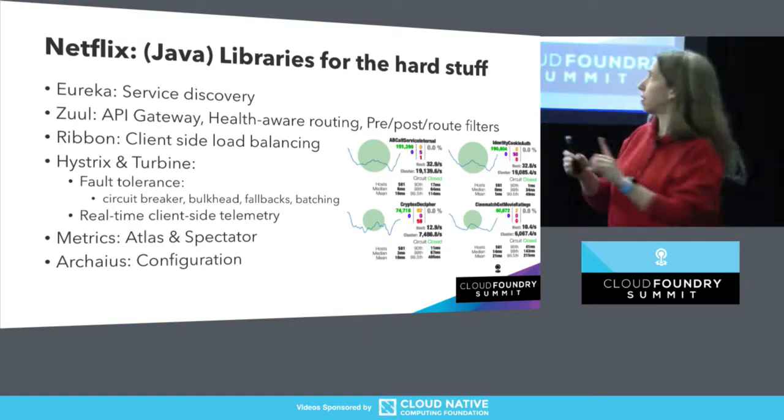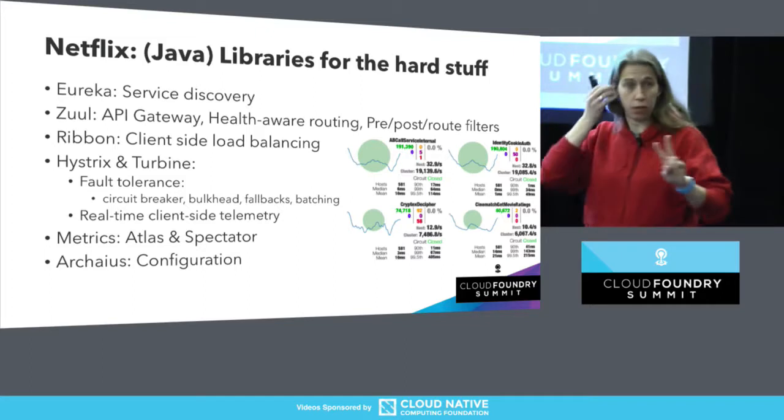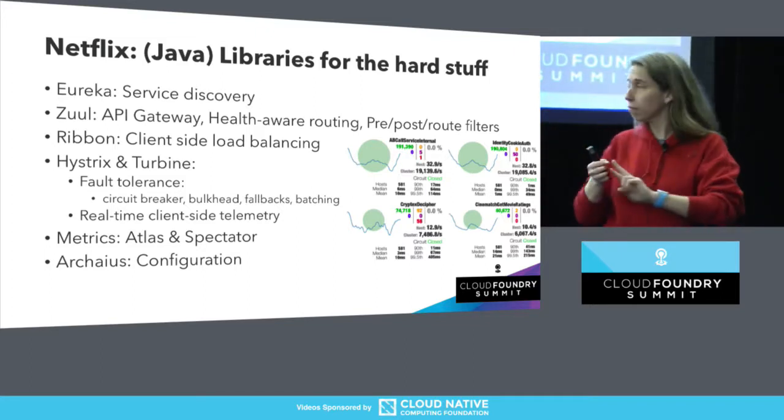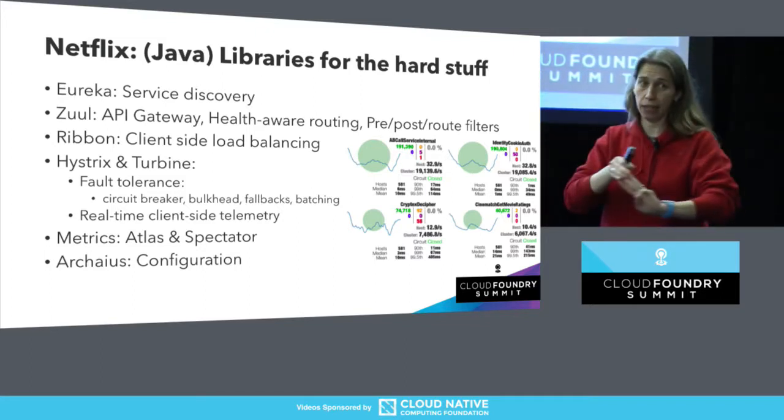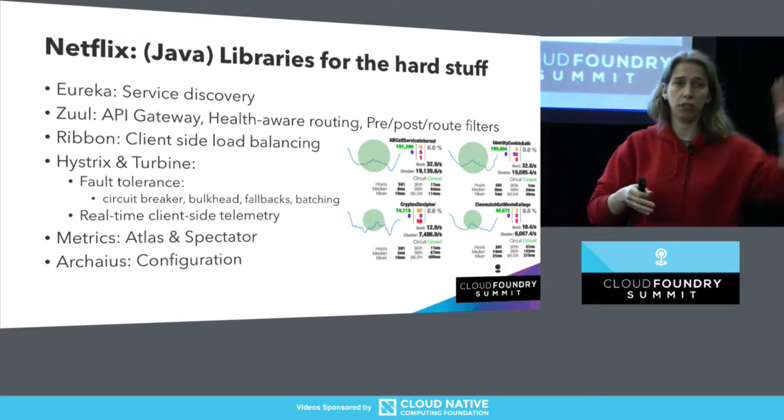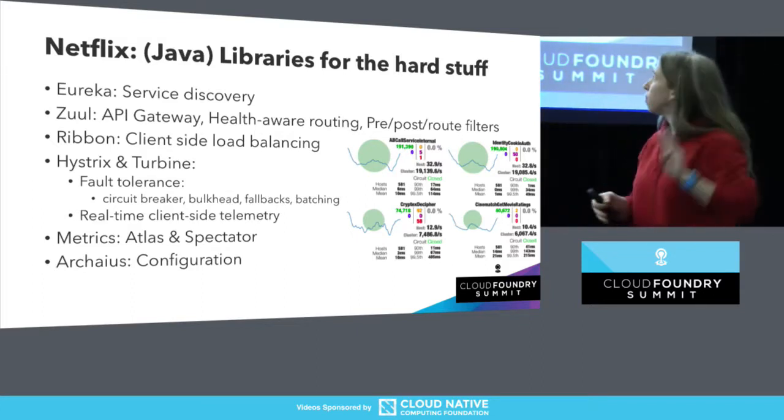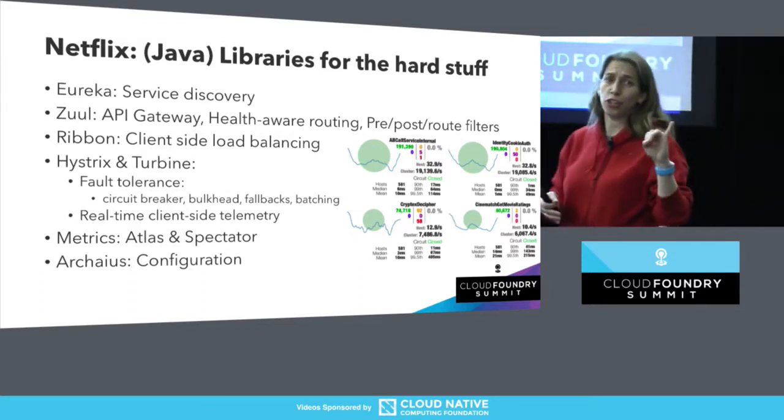Eureka for service discovery. Zuul, which is your health-aware API gateway. Ribbon for client-side load balancing. I'll come back to that. Everybody should have heard of those, right? Hystrix and Turbine are huge.